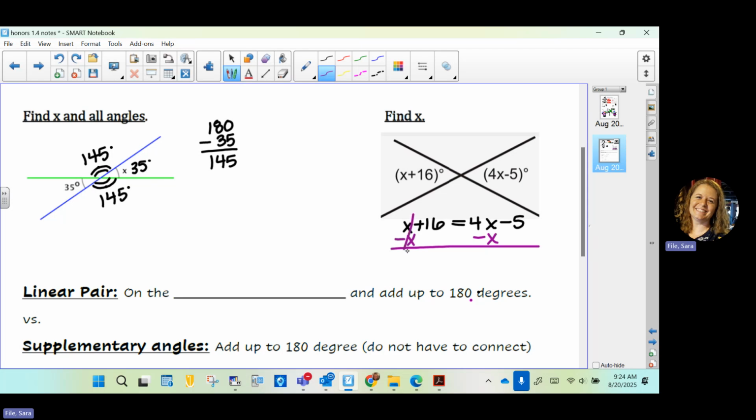It's fine. Since I'm moving x's to the right, I'm going to move constants to the left. So I end up with 21 equals 3x, and then I'll divide out the 3. And that's all they asked for, right? If they had asked for all the angle measures, what would I do? I'd plug it back in. Let's go ahead and do it. What are the marked angles going to be? What's 7 plus 16?